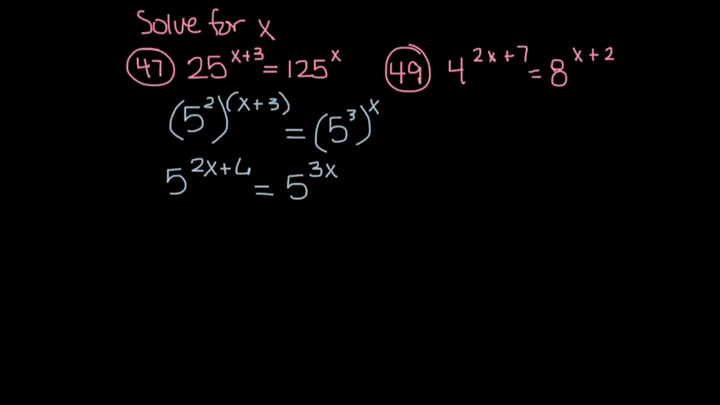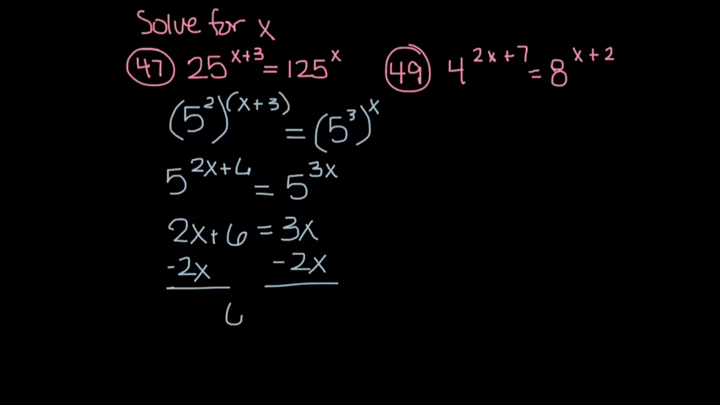I've rewritten this equation so that my bases are the same. The only way the bases can be the same and then have the expressions equal to each other is if the exponents are also equal. So I can take 2x plus 6 and set it equal to 3x. The quickest way to solve this equation is to subtract the 2x from both sides, which leaves me with 6 equals x, or if you prefer, x equals 6.